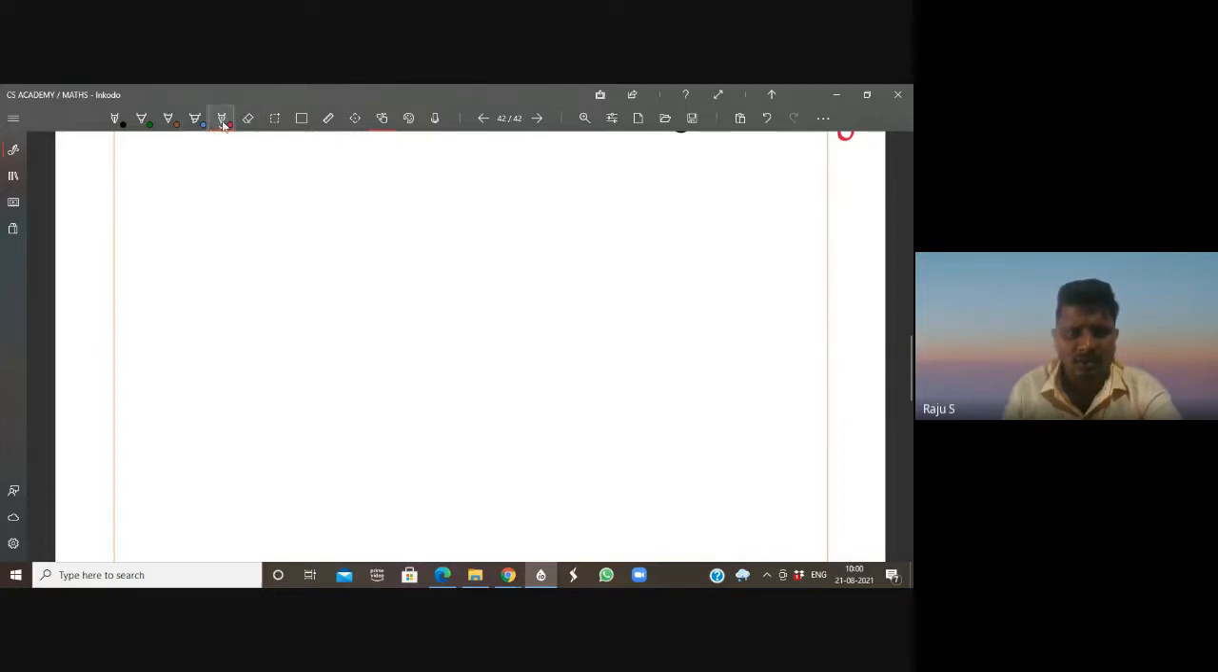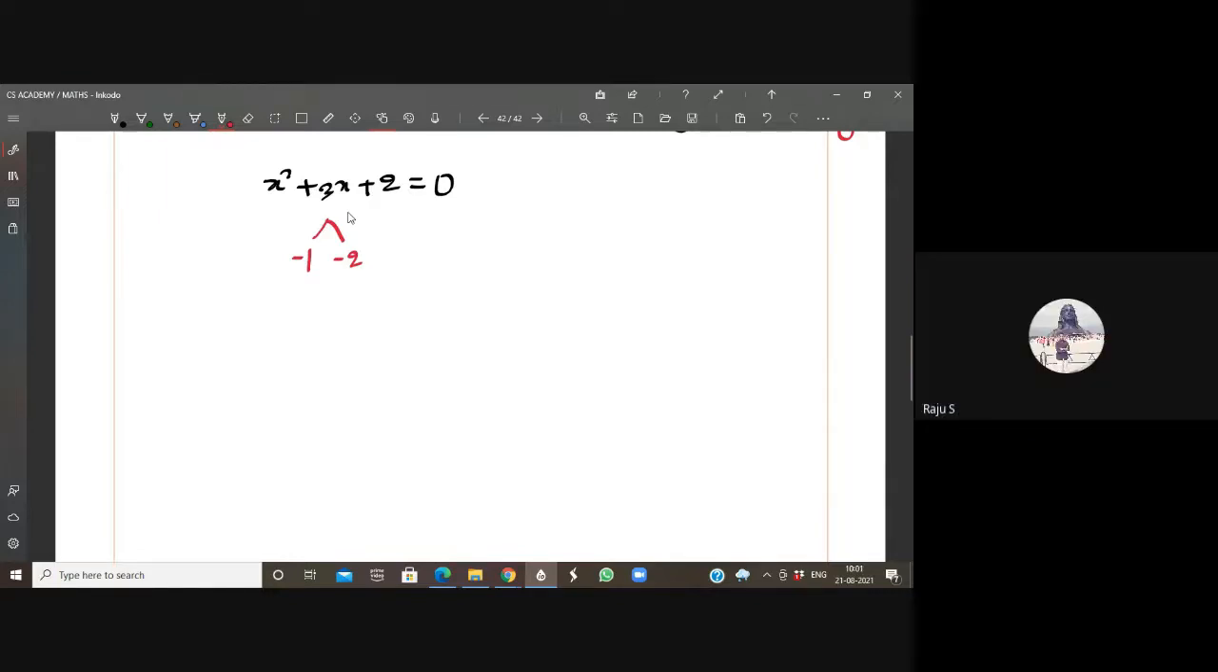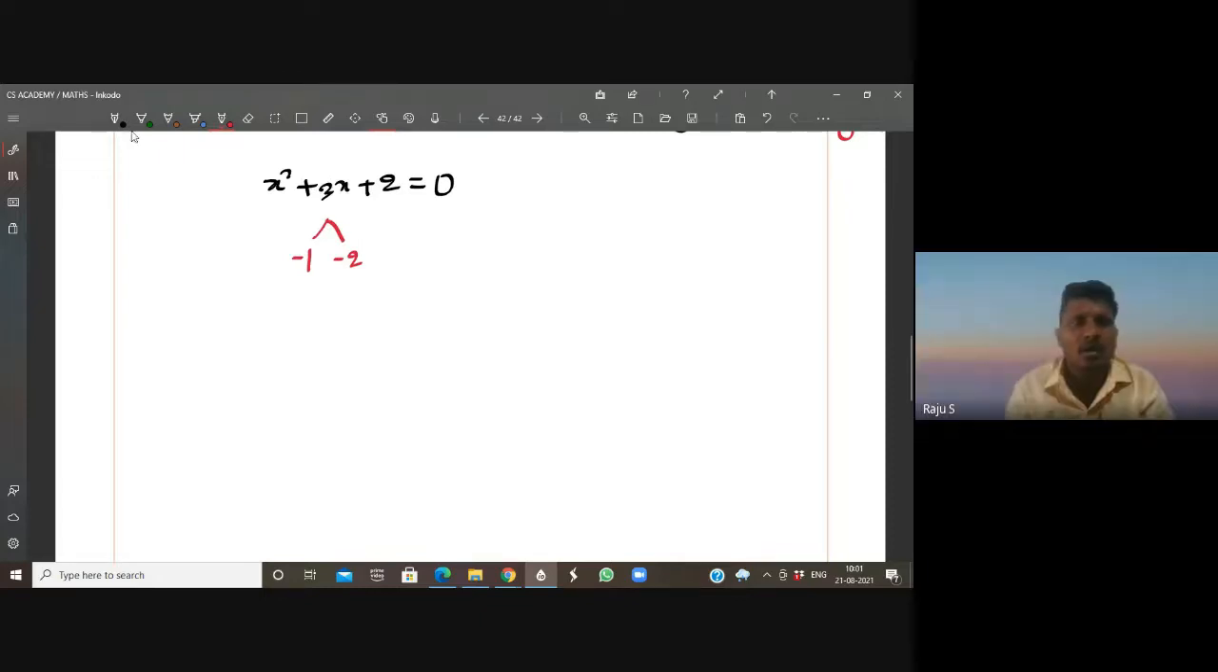According to the given question, for example, x square plus 3x plus 2 is equal to 0. What are the roots of this? Actually, the roots are minus 1 comma minus 2. Am I right? So how can we say here? I don't want to find the roots, but I want to say the sign of the roots. Whether both will be positive, both will be negative, or one root is positive and one root is negative. How can you say that?